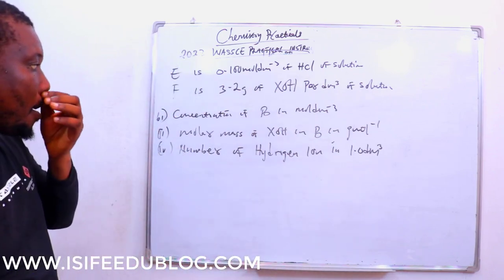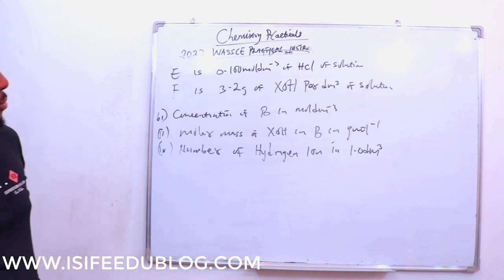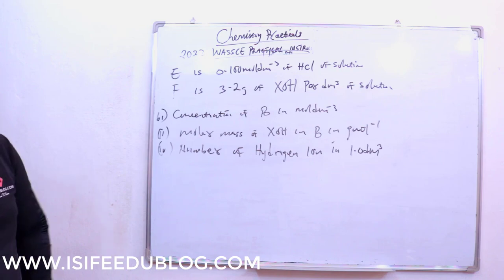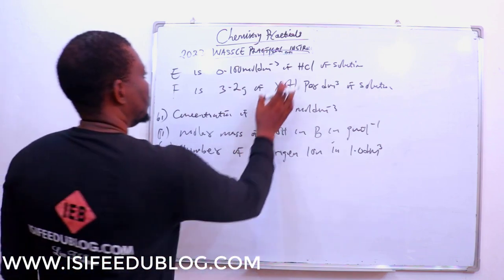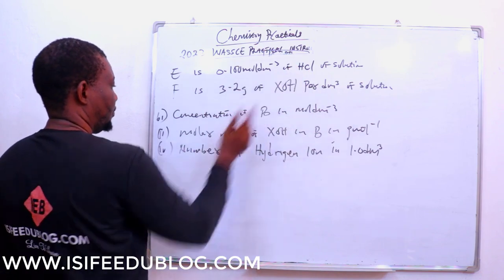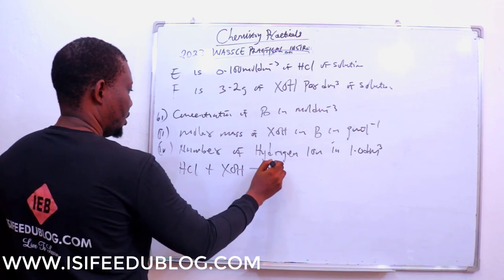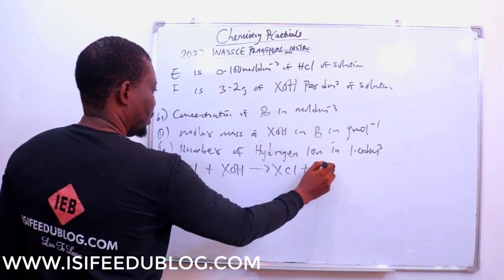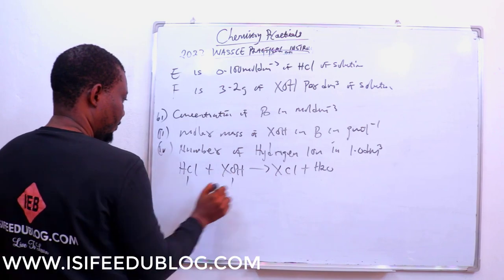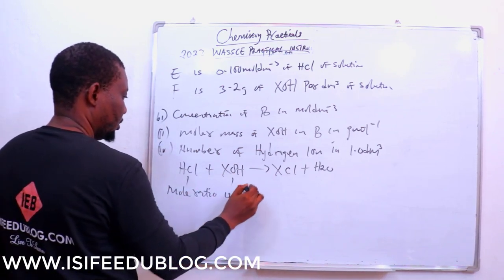Okay. So this is the question, another way it can be asked. So what do we do? We go straight to solve. What do you do to solve? First, forget the equation. HCl plus XOH gives XCl plus H2O. So from the equation, the mole ratio is 1:1.